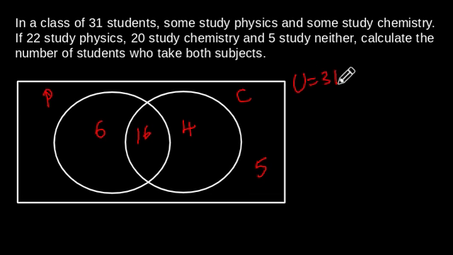So let's figure out, is everything equal to 31? 6 plus 16, 22, 22 plus 4, 26, 26 plus 5, 31. And there we have our answer. Okay, so that's how you work with questions like that.